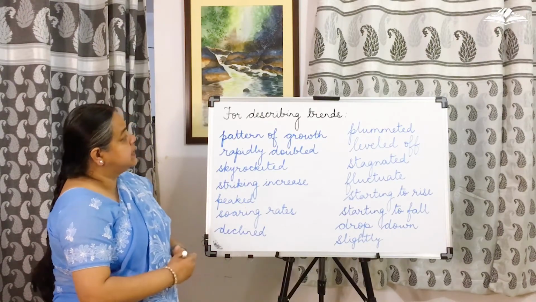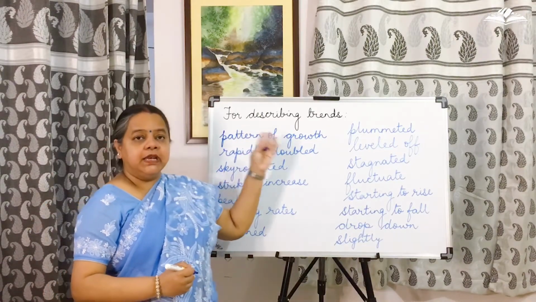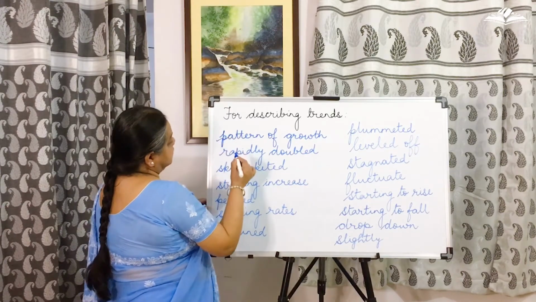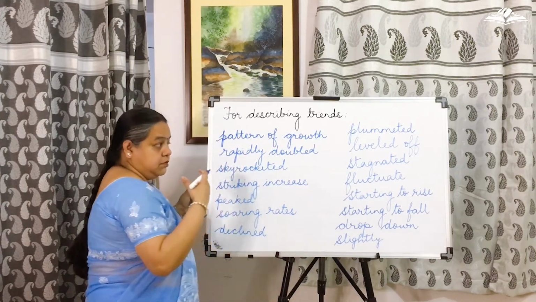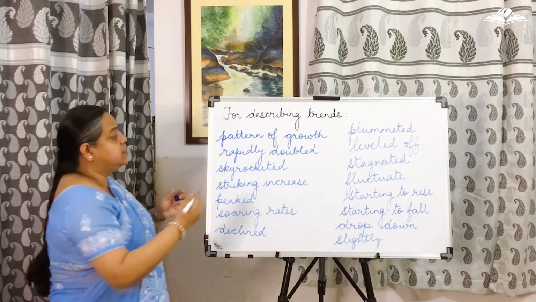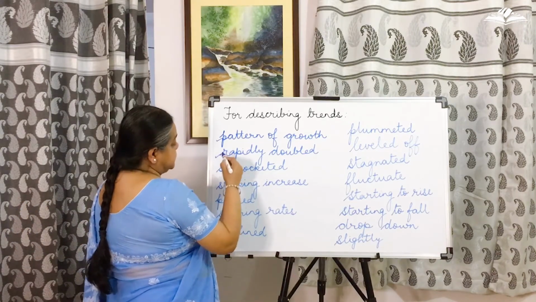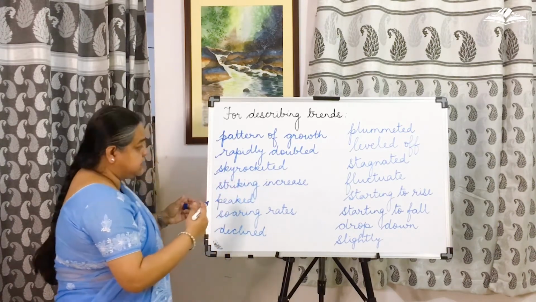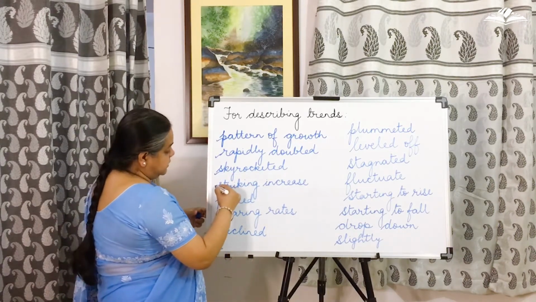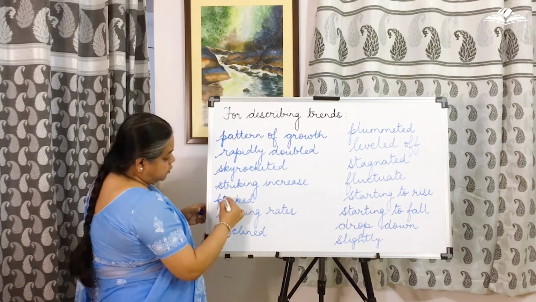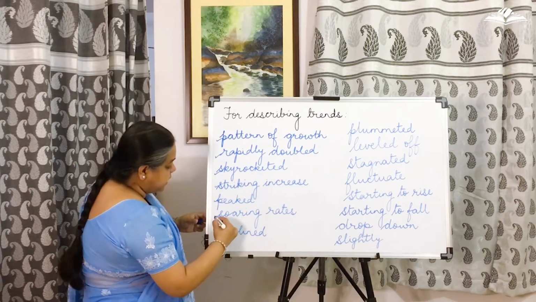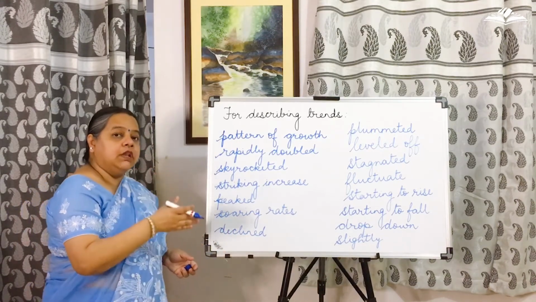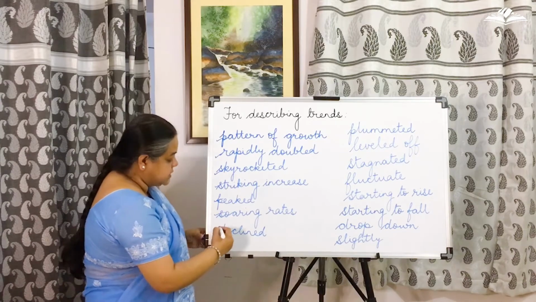For describing trends in the body, when you are explaining in detail, you can use phrases like the pattern of growth, or the data is showing an increase. You can write rapidly doubled, or you can write skyrocketed, which also means increase, striking increase, peaked, which also means increased, soaring rates. Then if you see in the graph, you can use words like declined.